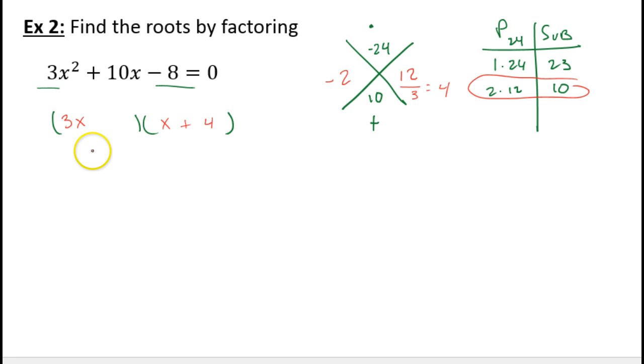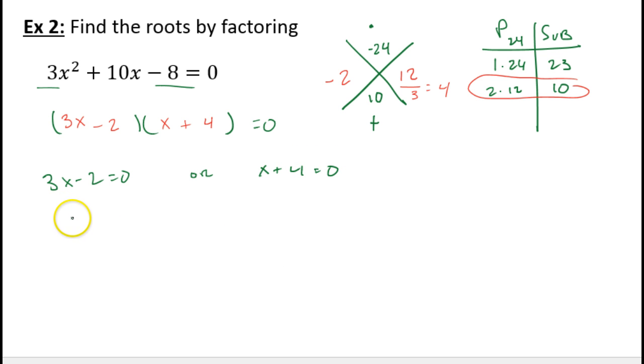Now the only thing I am left with is negative 2, and I'm done factoring. That's not my answer, but I'm done factoring. Remember that this is equal to 0, so I have to still find my solutions. I get 3x minus 2 is equal to 0, or x plus 4 is equal to 0.